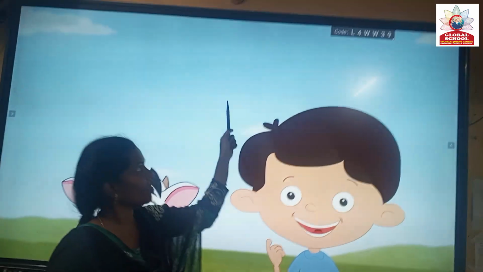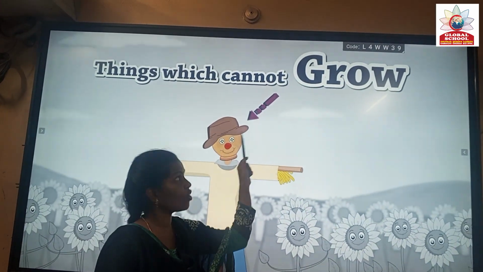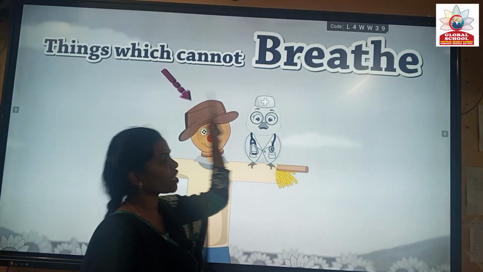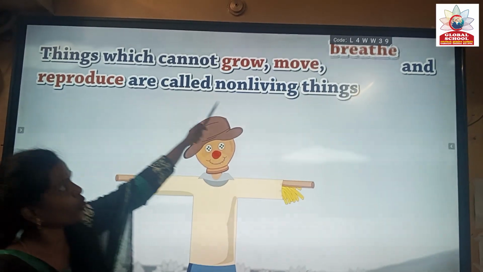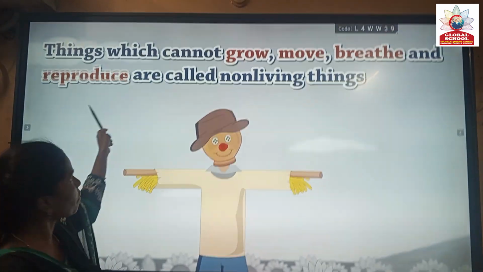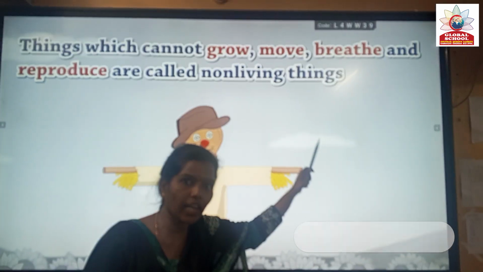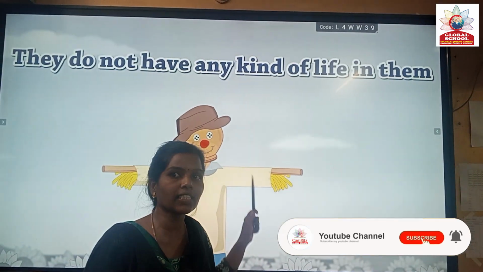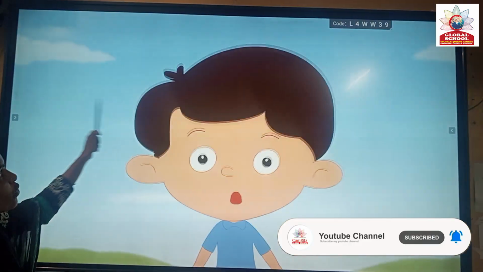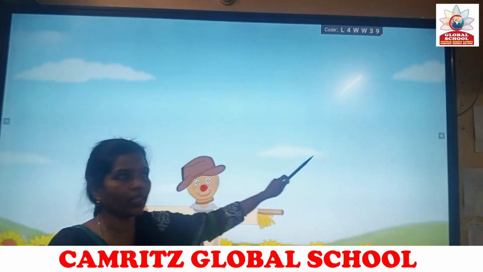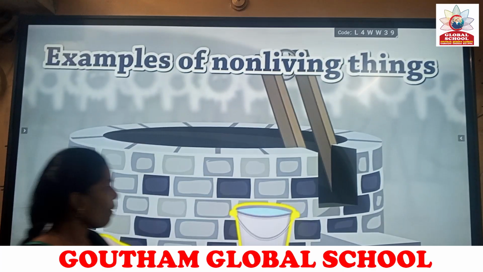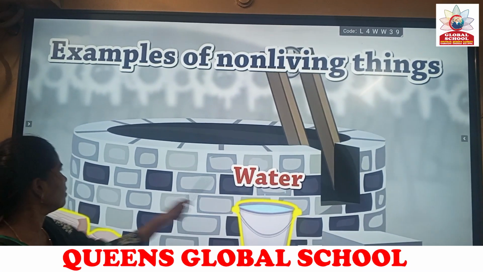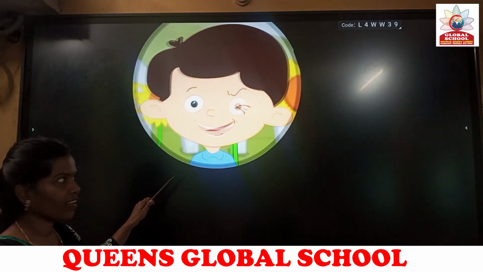Things which cannot move, cannot grow, cannot breathe and cannot reproduce are called non-living things. Non-living things cannot move on their own. They do not have any kind of movements. Examples of non-living things: bucket, water, well, rocks, and so on.